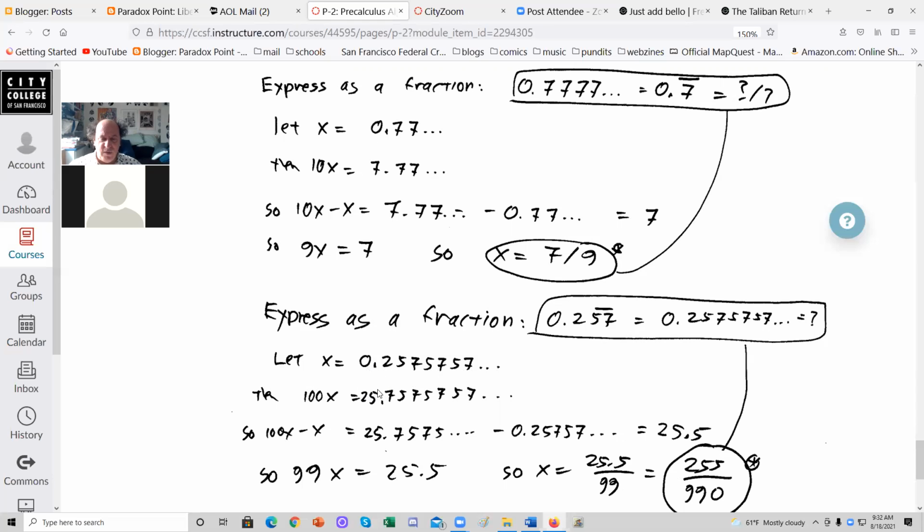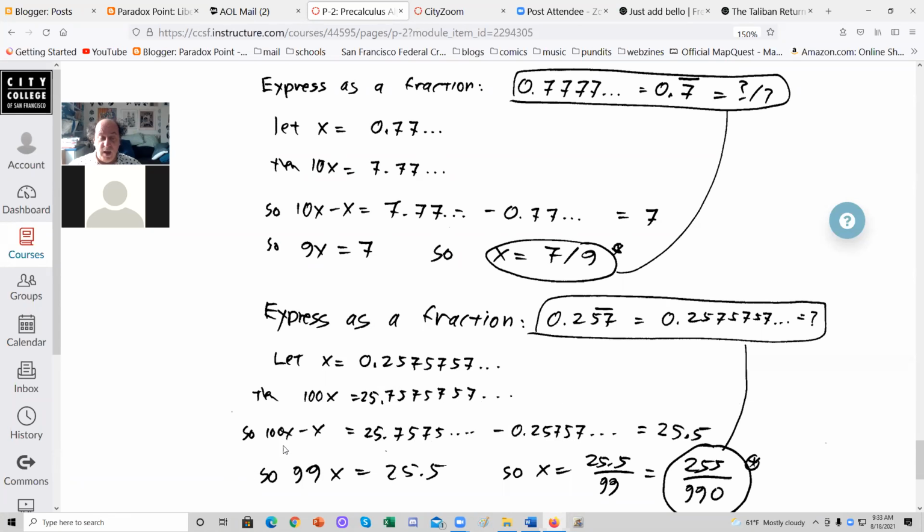So you get 25.75757575, etc. You notice that this 5757 part is identical. So if you take the difference, 100x minus x, then it'll be this one, 25.75757575 minus 0.2575757, and the infinite 57 tail cancels, and you're left with 25.5.